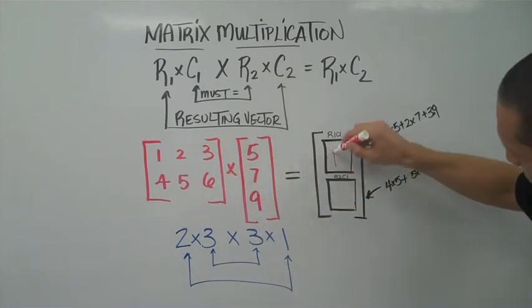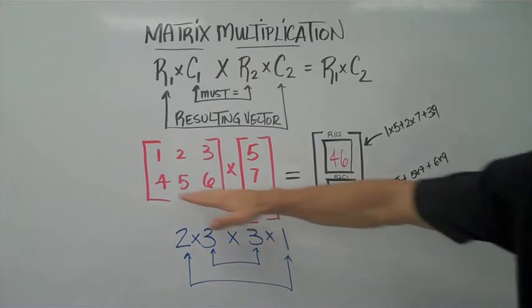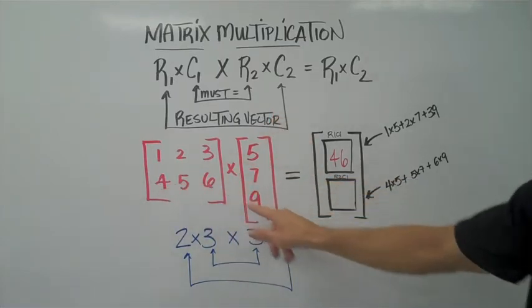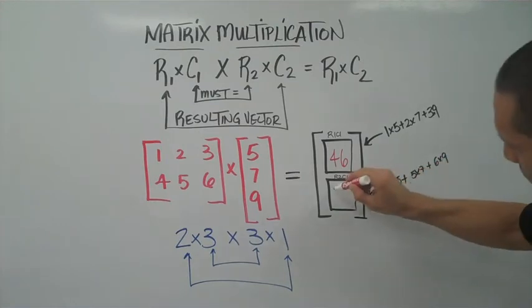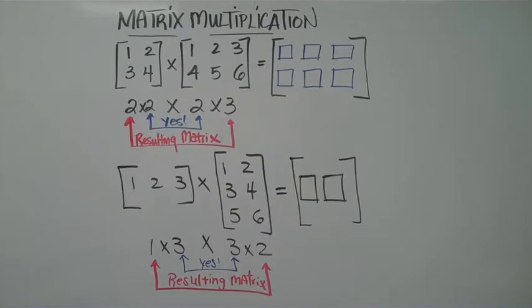which gives me 46. And this one, my answer tells me if it's a 2 by 1 matrix, this is row 2, column 1. Row 2 times column 1 is 4 times 5 plus 5 times 7 plus 6 times 9, which gives me 109.